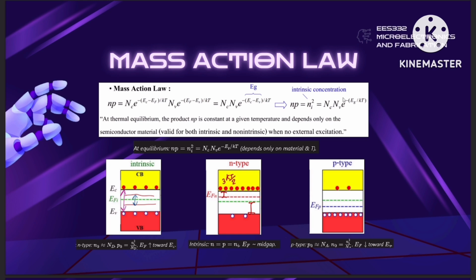For intrinsic material, n equals p equals ni, and the Fermi level is near mid-gap. In N-type, donors push EF upwards. n0 is approximately Nd, while p0 equals ni squared divided by Nd. In P-type, acceptors pull EF downward. p0 is approximately Na and n0 equals ni squared divided by Na. The diagram shows EF shifting, but Eg stays the same.